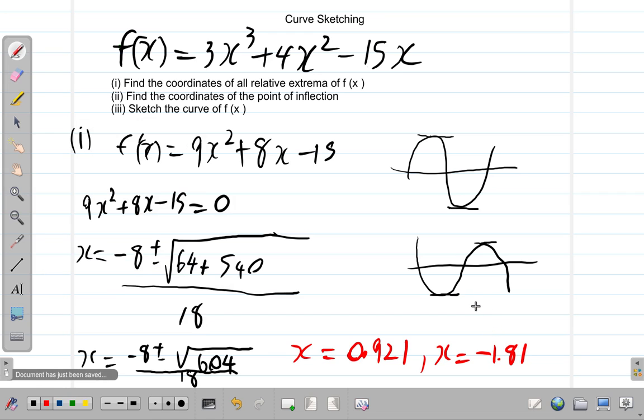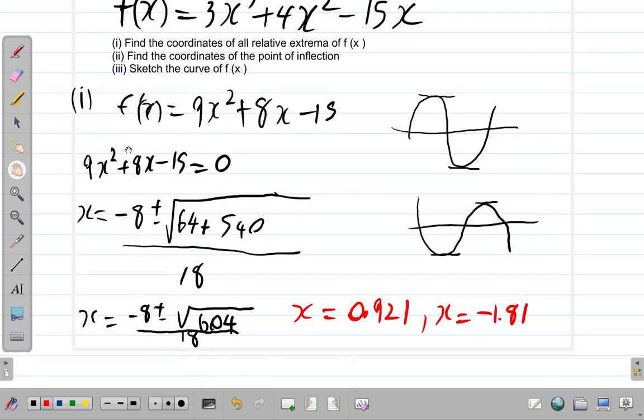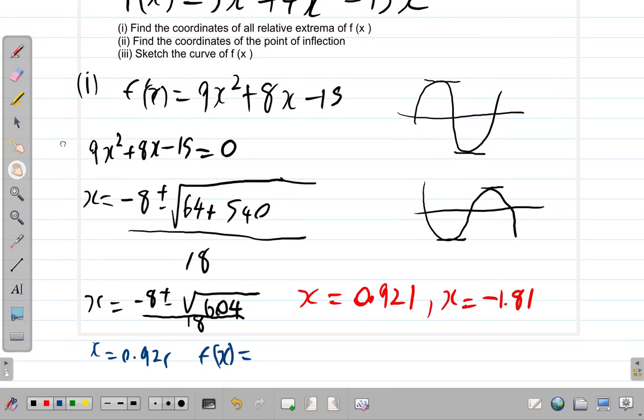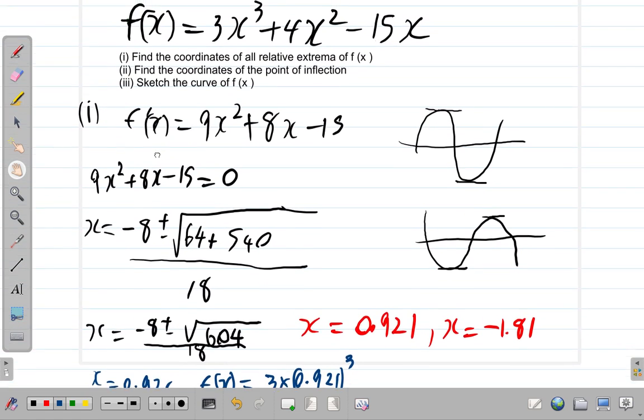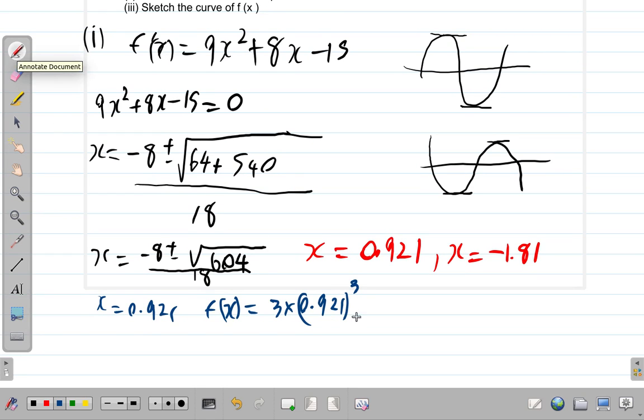Now those are the values of x. We're asked to show the coordinates, so we have to find out what y is. When x is 0.921, y is really f of x, which they give us. We're going to find out what f of x is. It's 3x cubed, so it's going to be 3 times 0.921 cubed, plus 4 times 0.921 squared, minus 15 times 0.921.